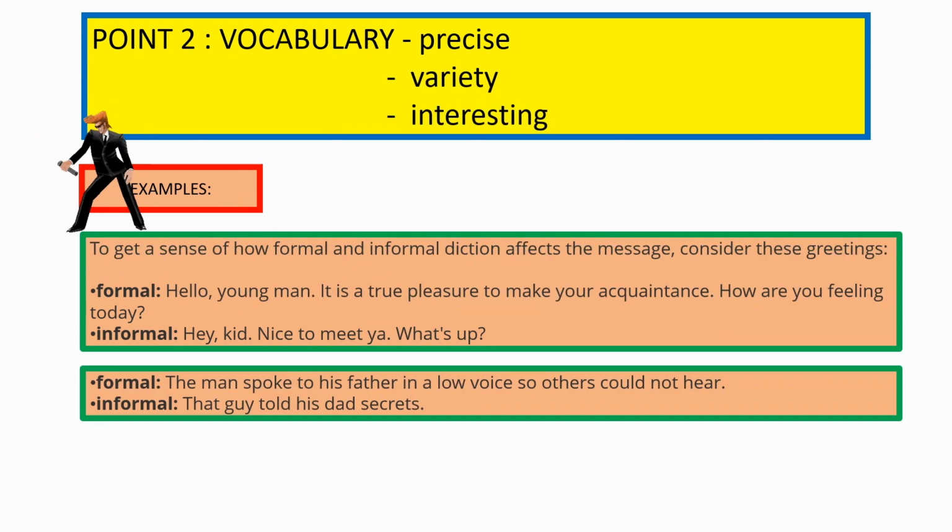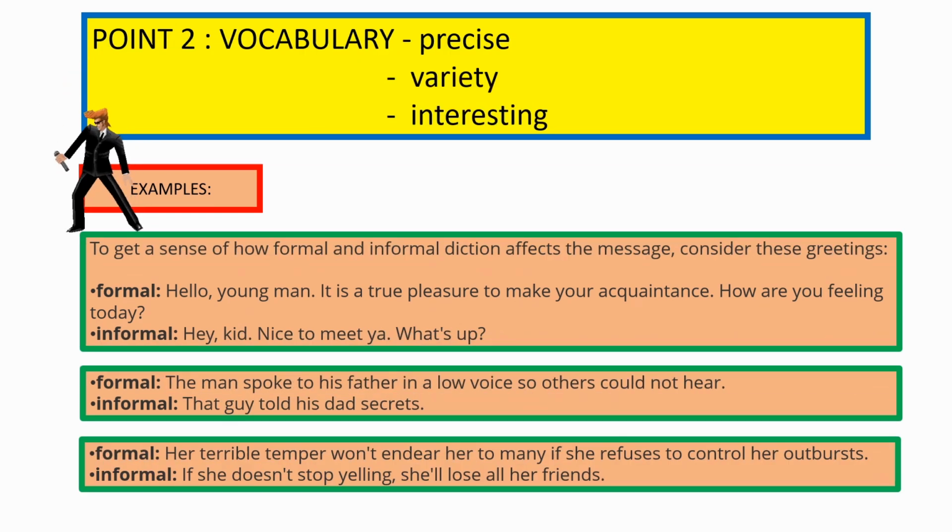What's up? Next one. Formal. The man spoke to his father in a low voice, so others could not hear. Informal. That guy told his dad secrets. And the last one, formal. Her terrible anger won't endear her to many if she refuses to control her outbursts. Informal, if she doesn't stop yelling, she'll lose all her friends. This is an example of formal and informal vocabulary to be used for your email.